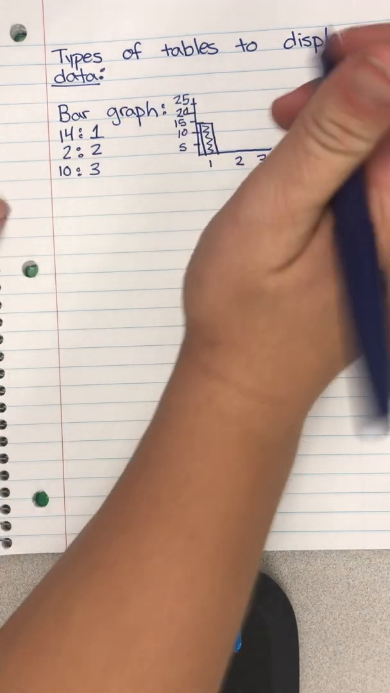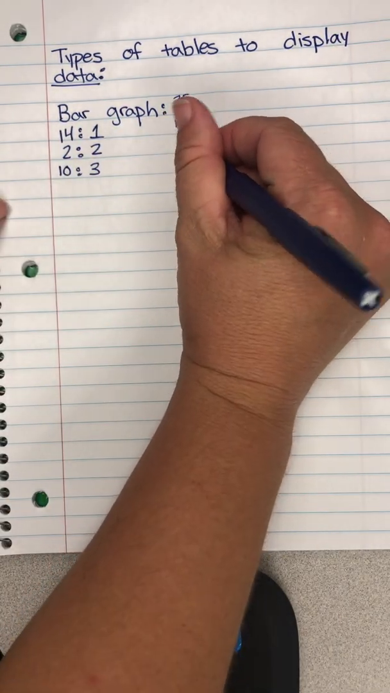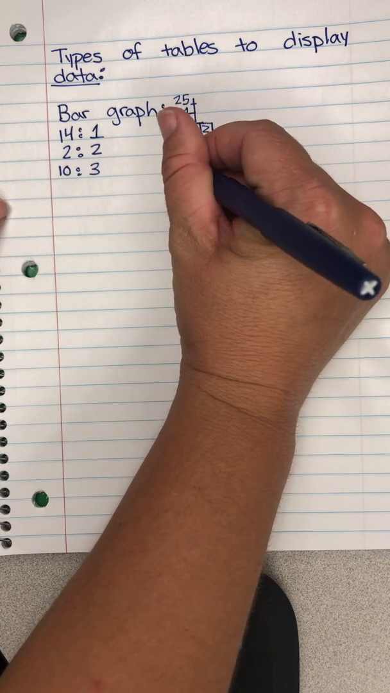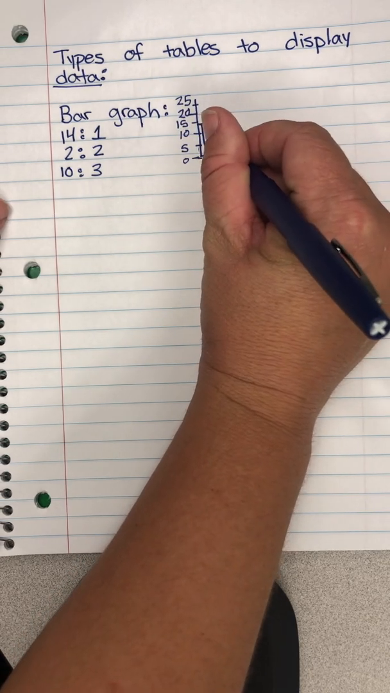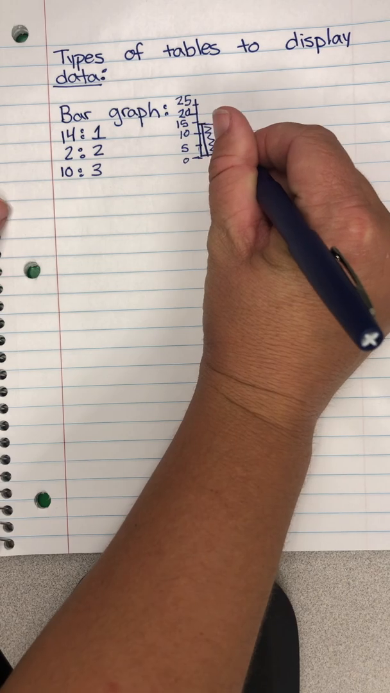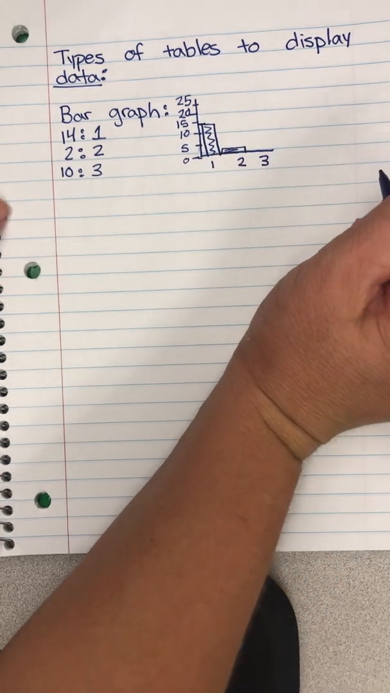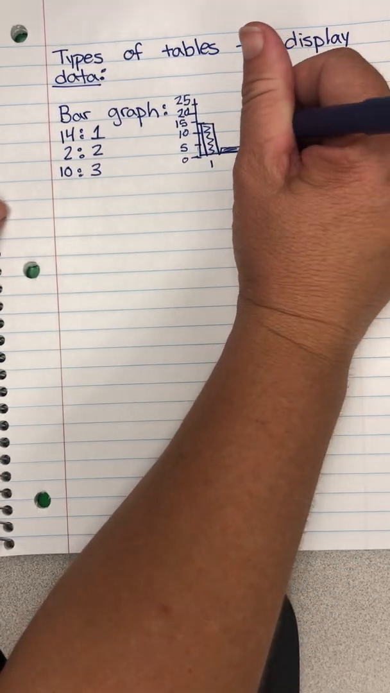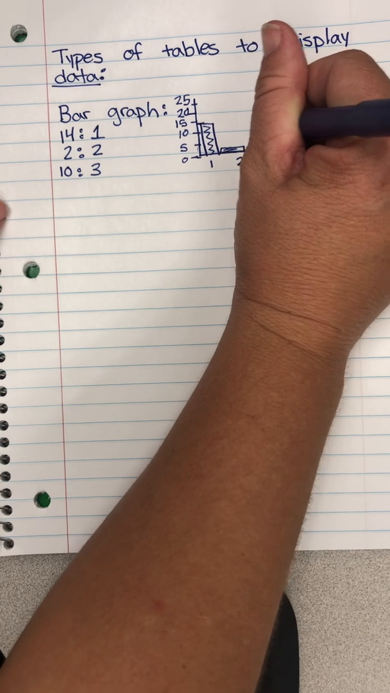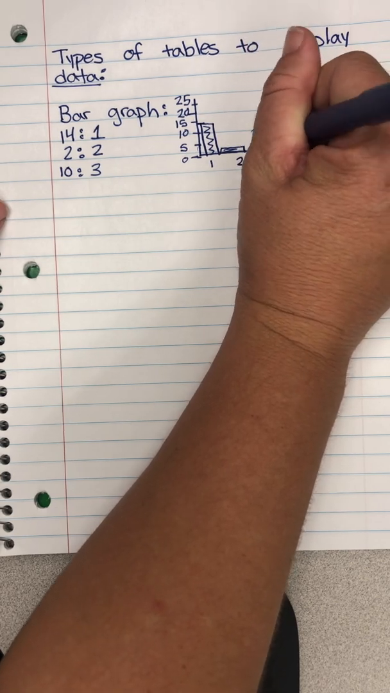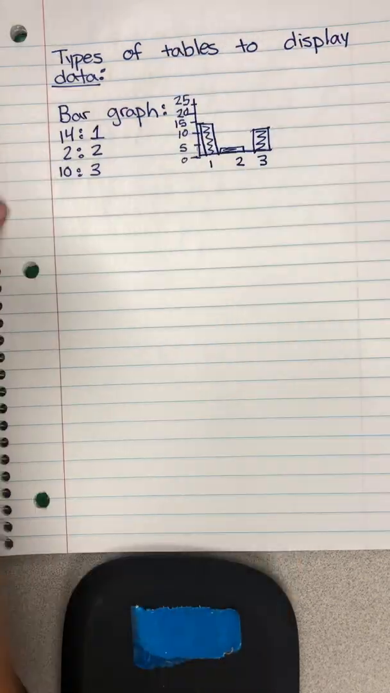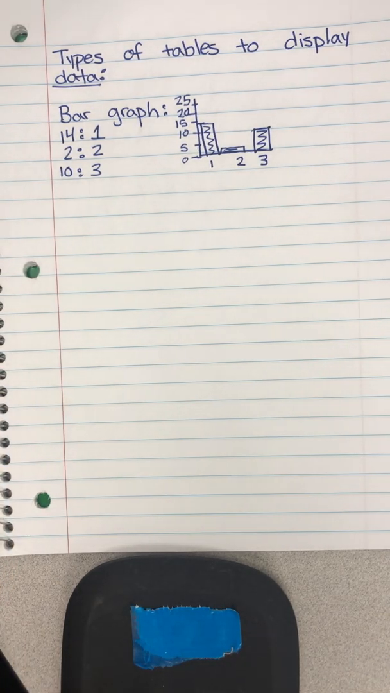Then we have the number 2, and there was only 2 of you. Well, it's less than, this 0 starts here, so it'd be just a little bit above that. And then we had 10 of you, so that would go right here. That is a bar graph.